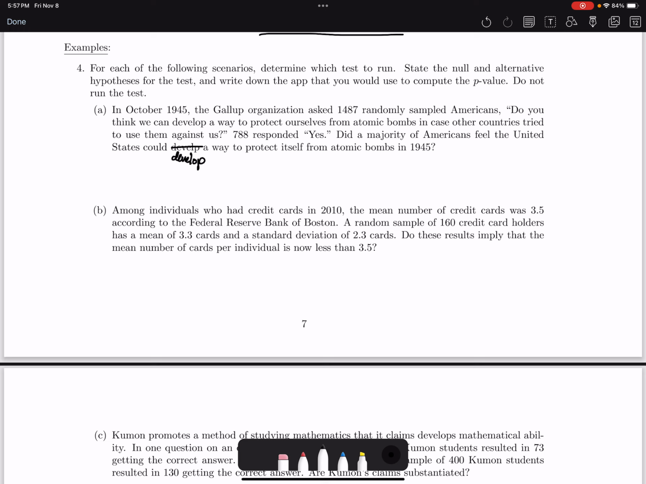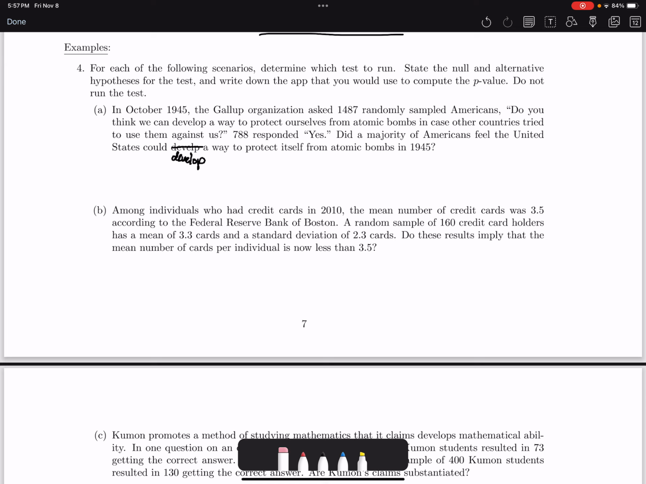But what it's describing is that we have some kind of characteristic we're interested in, right? Do people think we can develop a way to protect ourselves from atomic bombs? And we're counting up the number of successes, right? So we have a number of successes out of a certain number of individuals. And that screams proportion, right? That screams that, oh, I should take the 788 and divide it by the 1487 to figure out what proportion or what percentage of people answered yes to the question, okay? And so that just screams proportions. We should be testing proportions here.